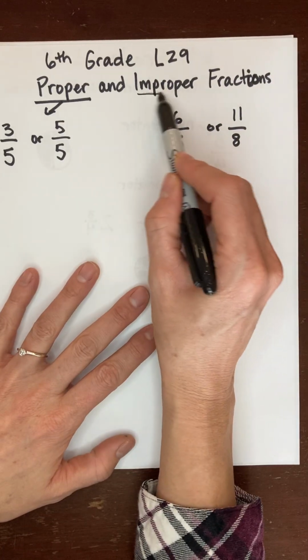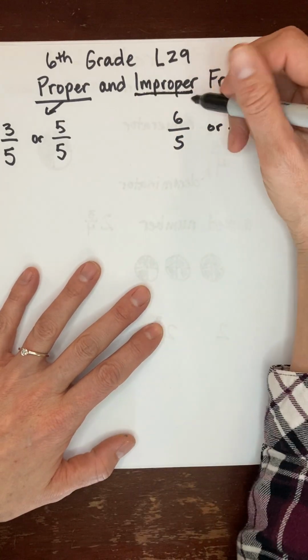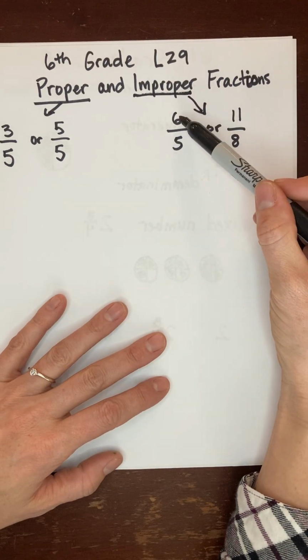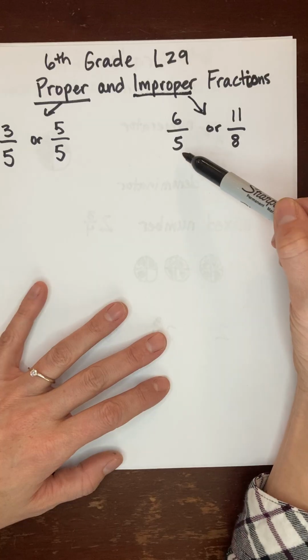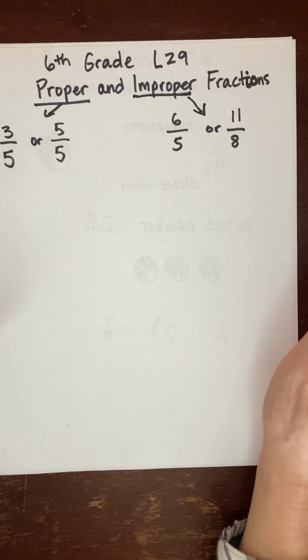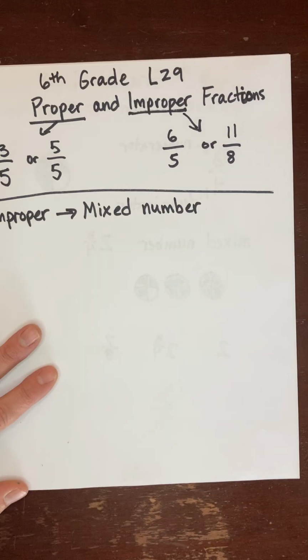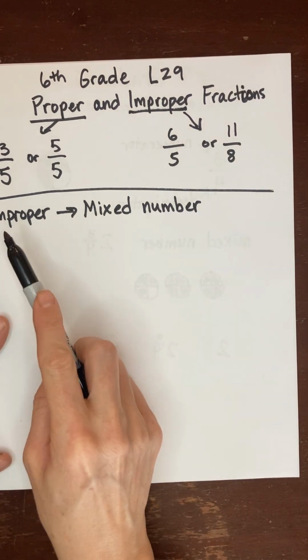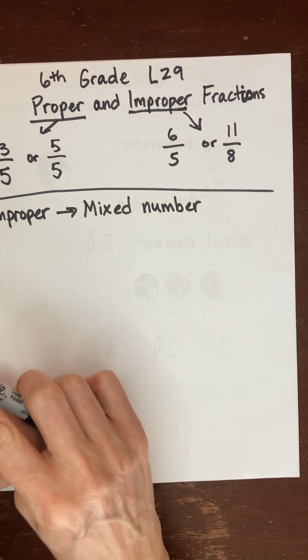An improper fraction is top heavy. So these are two examples of improper fractions where the numerator is greater than the denominator. That's all there is to it. Okay, now the next part is being able to convert an improper fraction to a mixed number and vice versa.